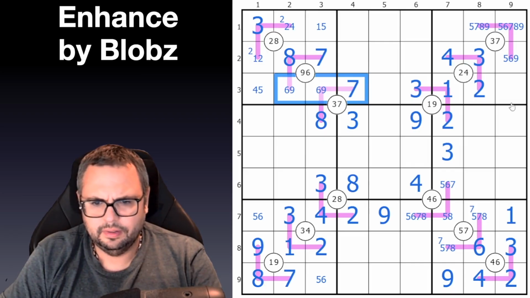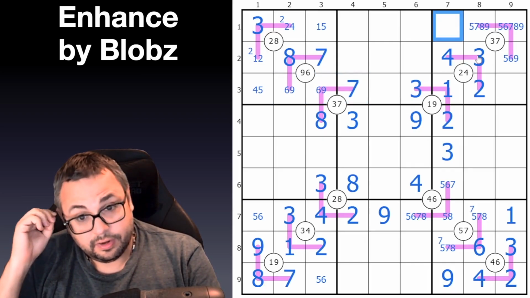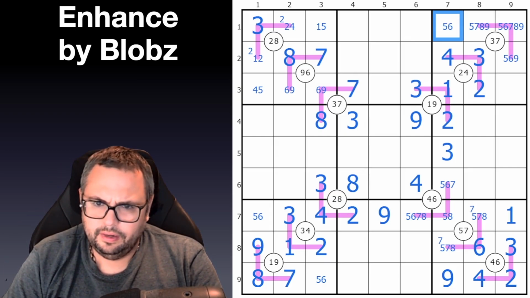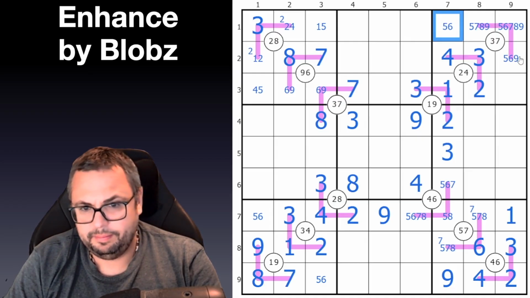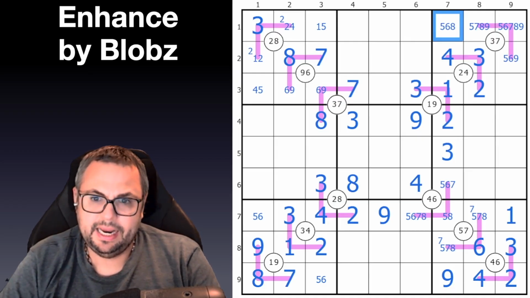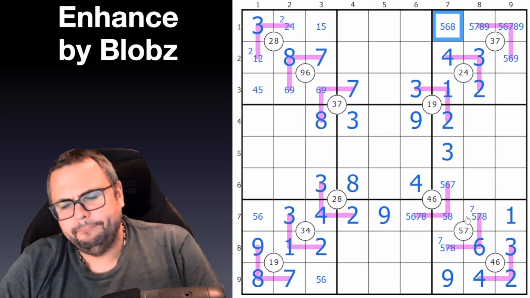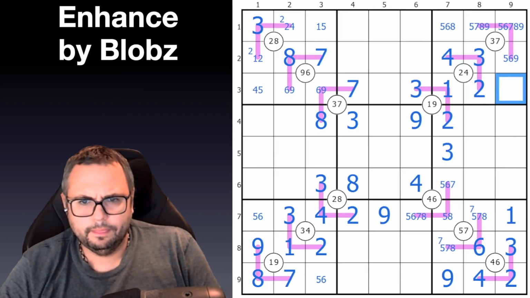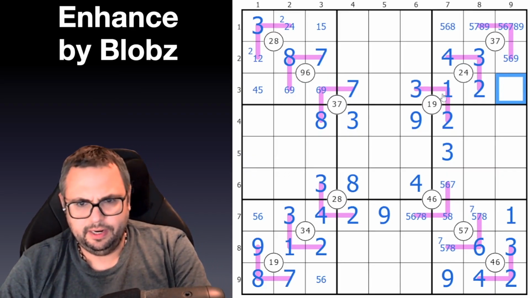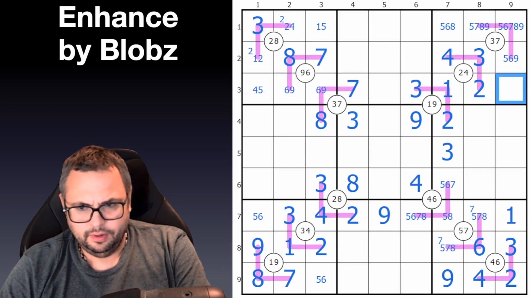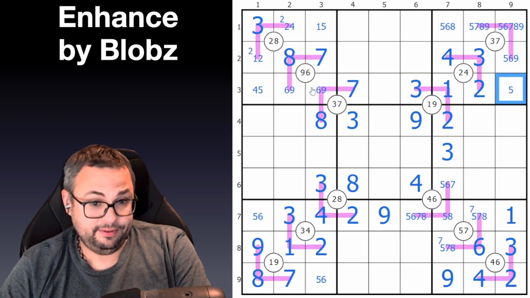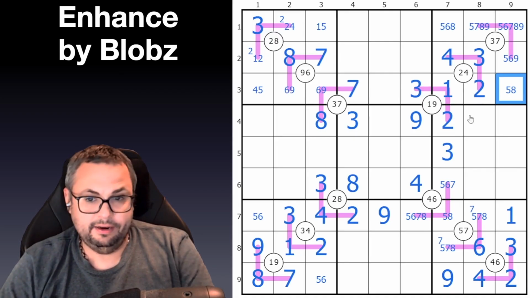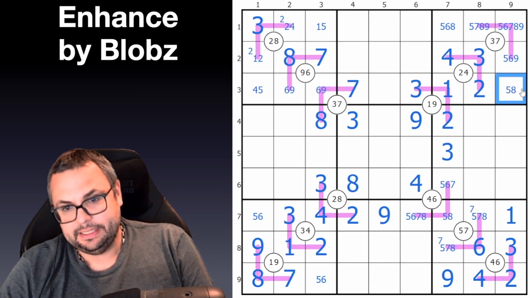So... This is not 1, 2, 3, 4. It could be 5, 6. It can't be 7. I think it could be 8, but it can't be 9. Let's see, is something similar going on here? This can't be 1, 2, 3, 4. It can be 5, but it can't be 6 because of this pair. Can't be 7. Could be 8, but it can't be 9 because of this pair. So this is always a 5, 8.